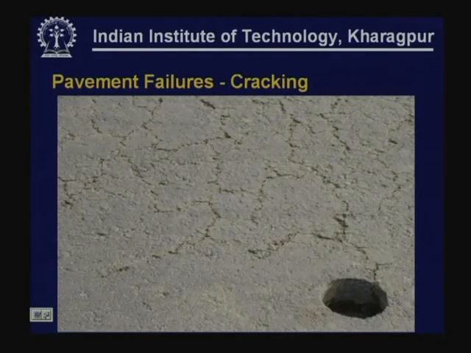This photograph shows a pavement that has cracked. This is a bituminous surface. You can see it is extensively cracked. This is mostly caused by load applications. We call this fatigue cracking. This is caused by repeated application of loads, but you can have cracking caused by various other reasons as well.